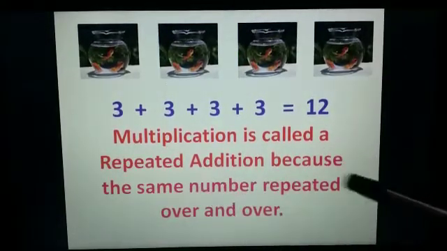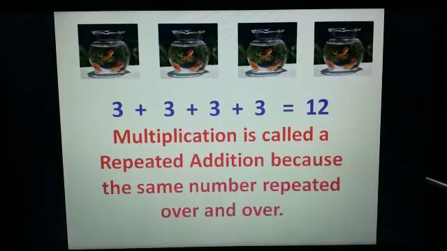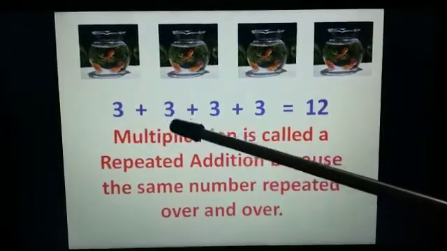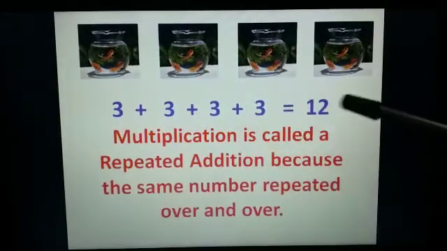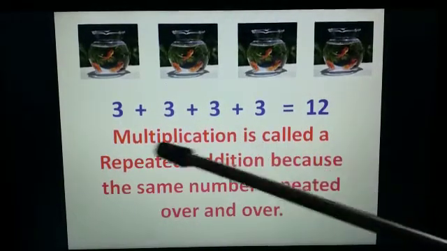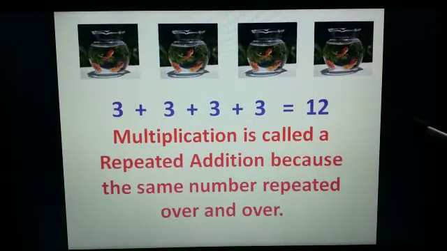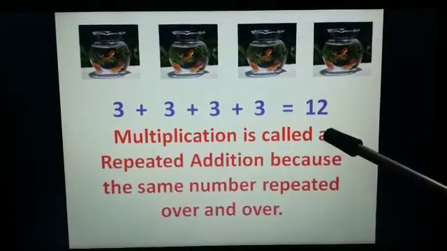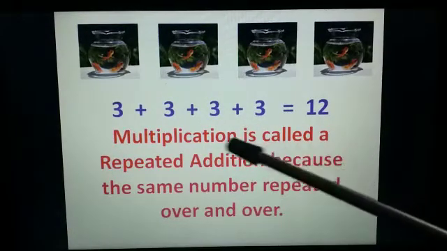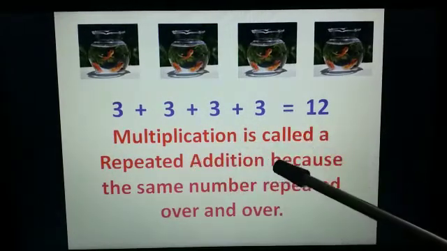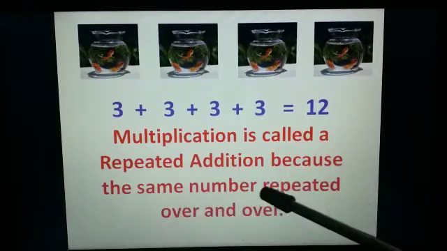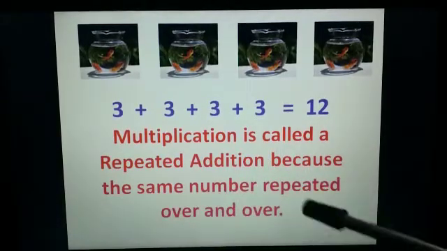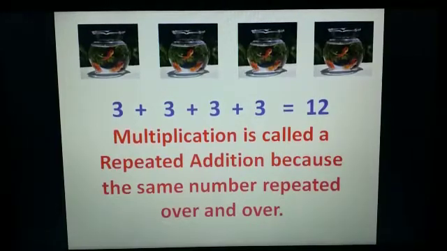To get the total number of fish, we add the number of fish in all the 4 pots. That is 3 plus 3 plus 3 plus 3 is equal to 12. That means there are 12 fishes in all. Here we repeatedly added 3, 4 times. So multiplication is called repeated addition, because the same number is repeated over and over.